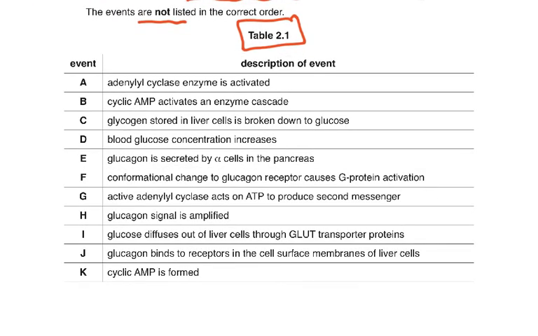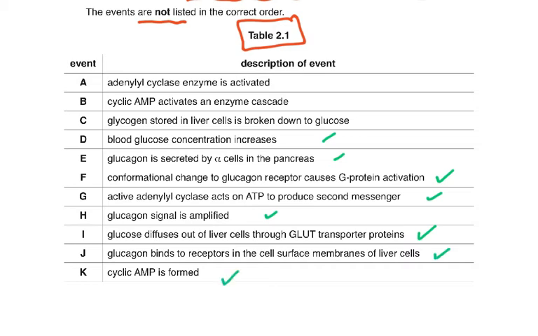So first is adenylyl cyclase enzyme activated. Cyclic AMP activates an enzyme cascade. Glycogen stored in liver cells is broken down to glucose. Blood glucose concentration increases. Glucagon is secreted by alpha cells in the pancreas. Conformational change to glucagon receptor causes G protein activation. Active adenylyl cyclase acts on ATP to produce second messenger. Glucagon signal is amplified. Glucose diffuses out of the liver cells through GLUT transporter proteins. Glucagon binds to receptors in the cell surface membrane and cyclic AMP is formed.